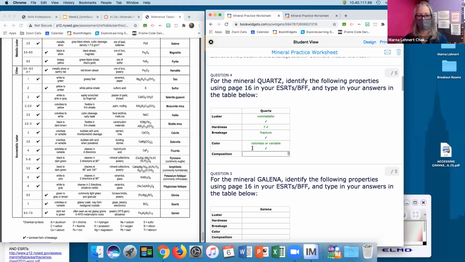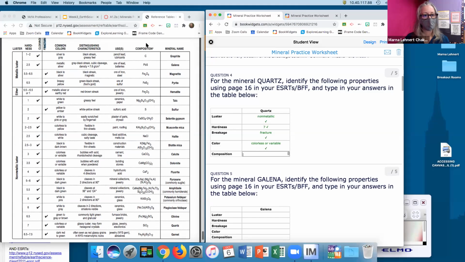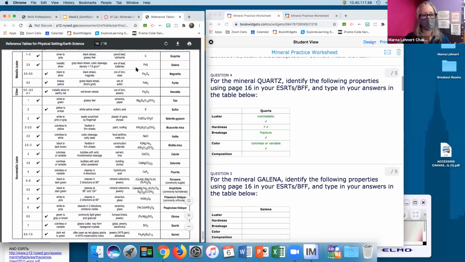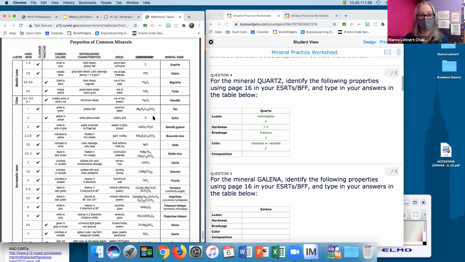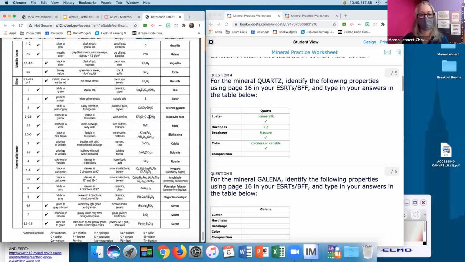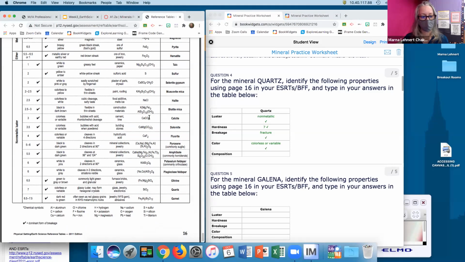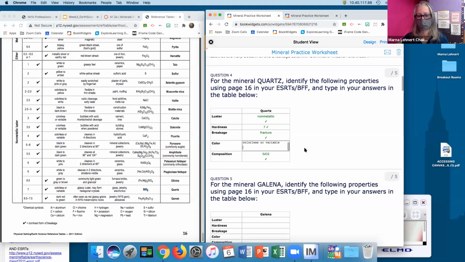Okay, and then composition. We didn't look at this one. Composition is the second to last column. It's right next to the mineral name. That's what the mineral is made of, what it's composed of. And those are chemical formulas, right? So you could just write down whatever the chemical formula is for quartz. And that is down here. Yeah, nice, Laura. SiO2. And if you can figure out how to do the subscripts on your computer, awesome. But I don't think you have to in order to get this one correct. Okay?